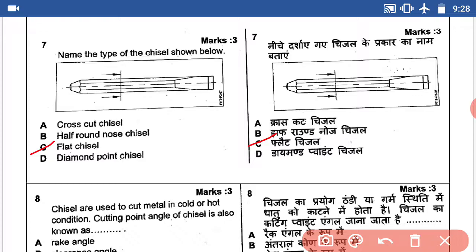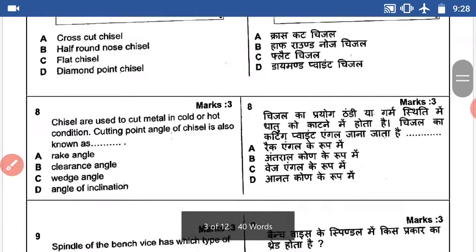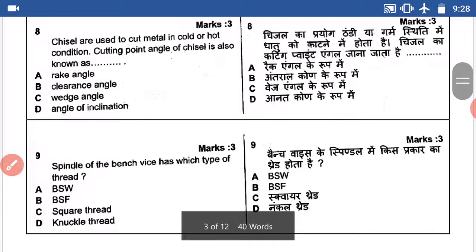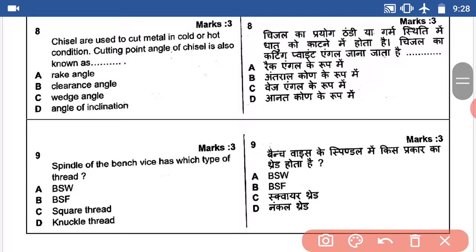Question number 8. Chisels are used to cut metal in cold or hot condition. Cutting point angle of chisel is also known as dash. This question answer: angle of inclination. Answer D.